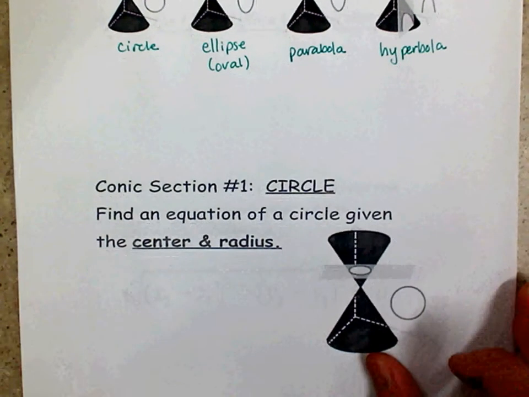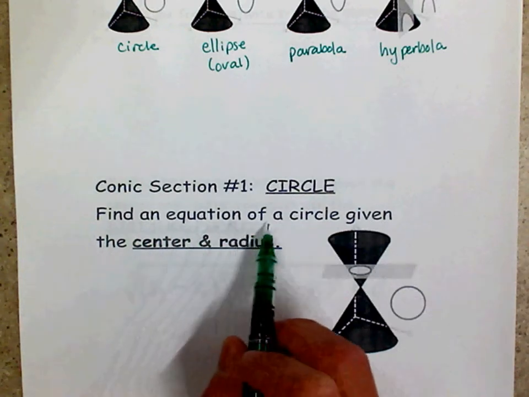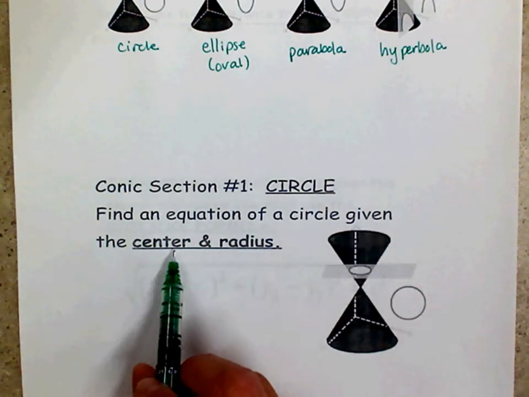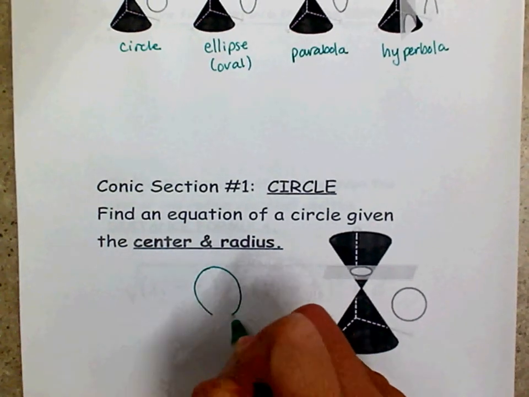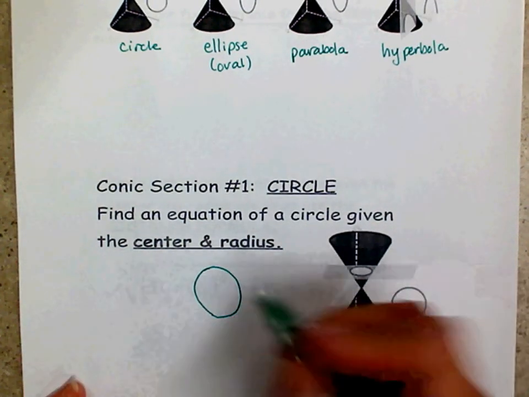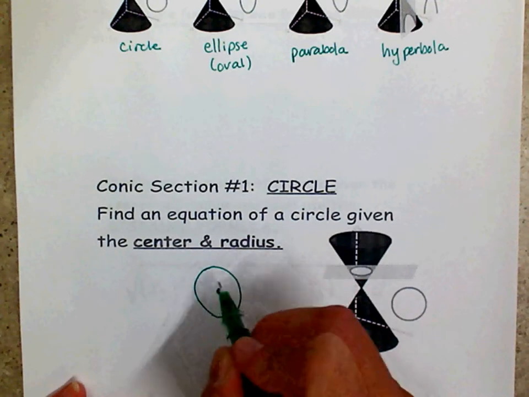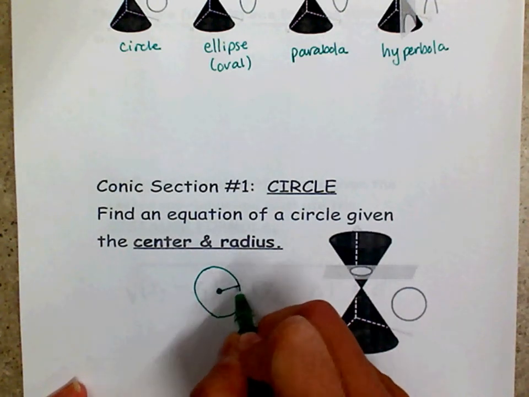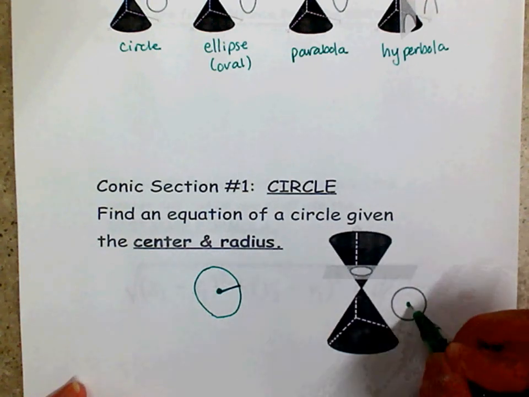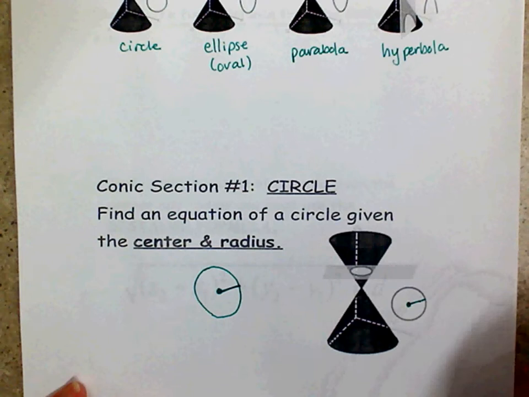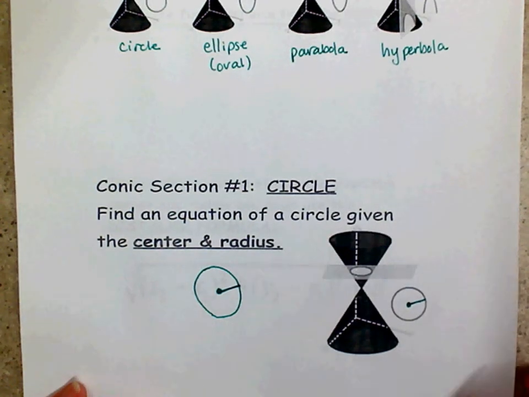Today we're going to learn to find an equation of a circle given the center and the radius. So if I have a circle, which my circle is perfect, no, just kidding. You have a center, okay, and you're going to have a radius. We're going to teach you how to find that equation. So that is what we're doing today. Here's the center, here's your radius.